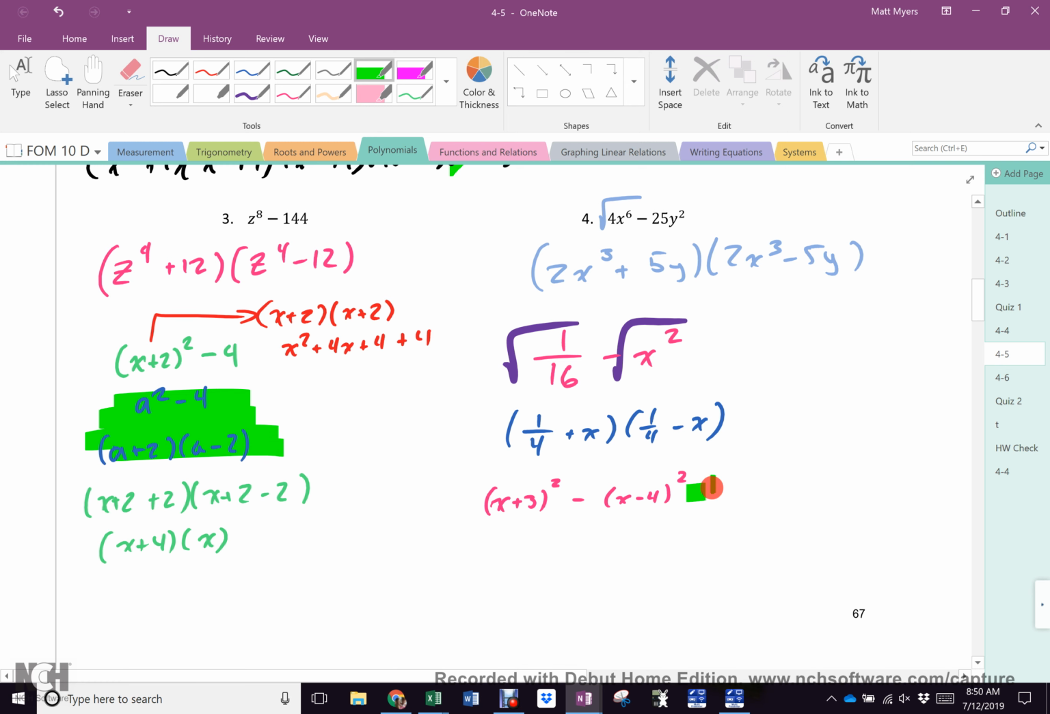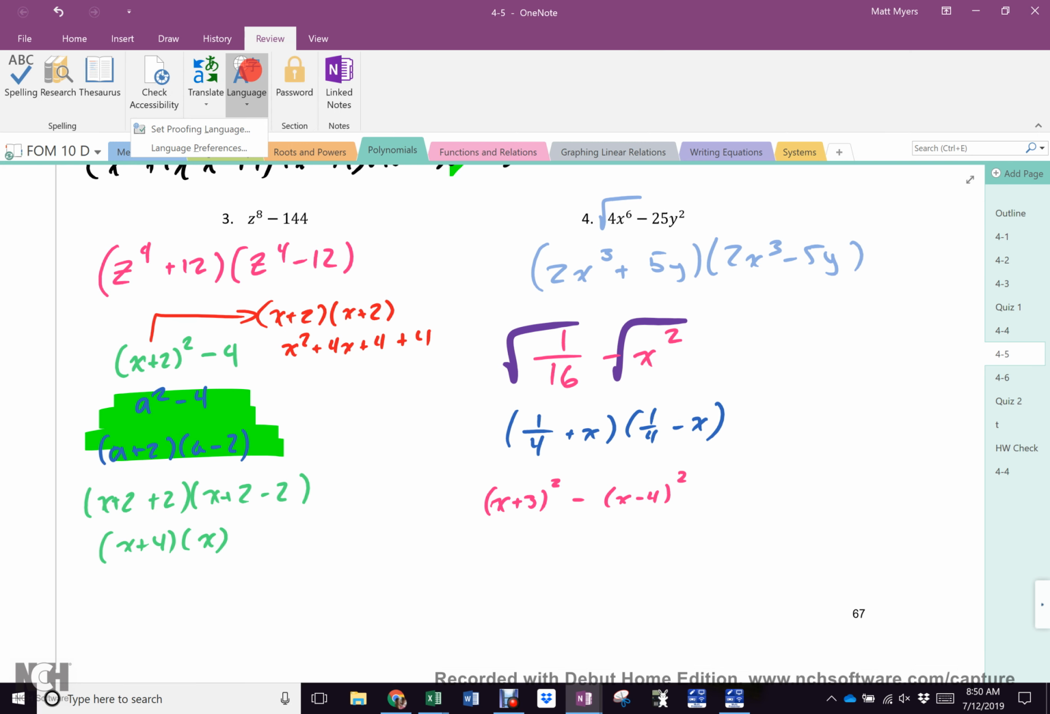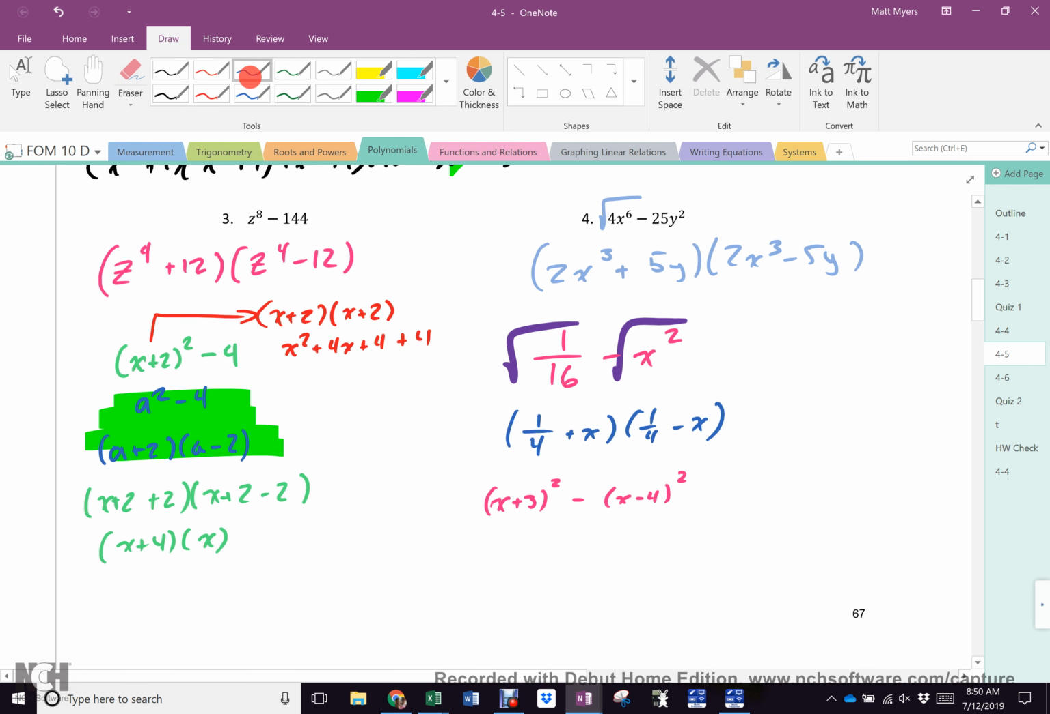If you write this, a squared minus b squared, you'd get a plus b and a minus b, right? If you think about it that way, right? Now we know that a squared, the square root of that is just a, right? So what is the square root of x plus 3 squared? It's just like we did over here.